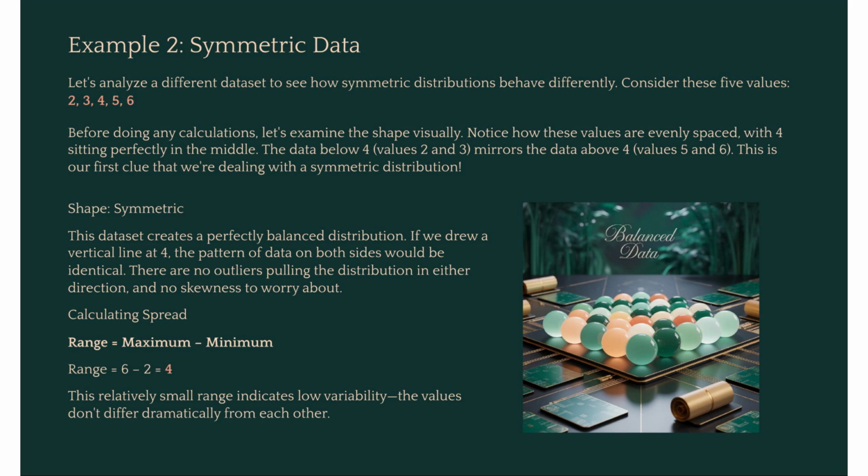2, 3, 4, 5, 6. The shape is symmetric because the numbers are evenly spaced around the middle. Since it's symmetric, we expect the mean and median to be the same. The range is 6 minus 2, which is 4.